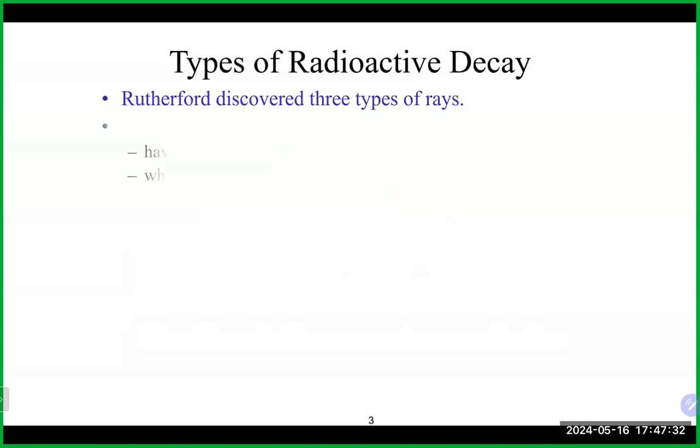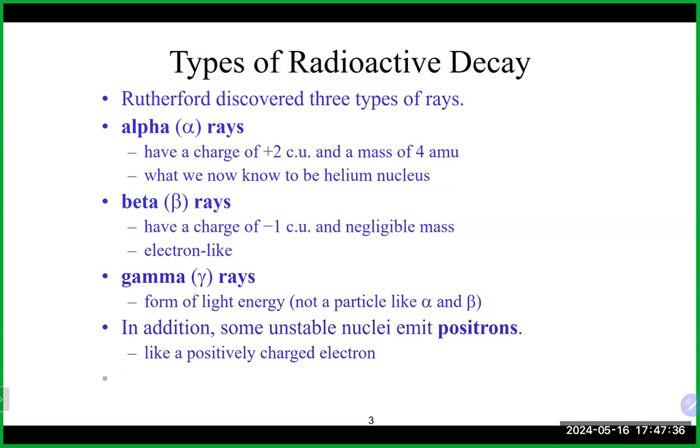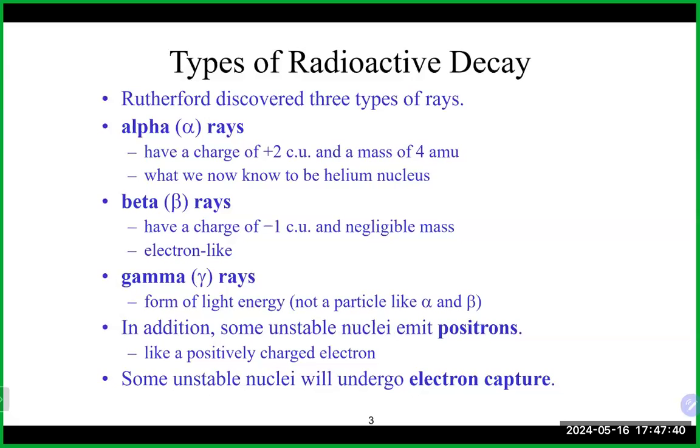Now, there are different types of radioactive decay, and we remember our friend Rutherford. Rutherford did what? He did that experiment with gold foil, right? And he shot alpha particles at it. He discovered three types of radioactive particles or rays that we come across. And the first one is actually an alpha particle. Alpha particle is abbreviated with the alpha symbol.